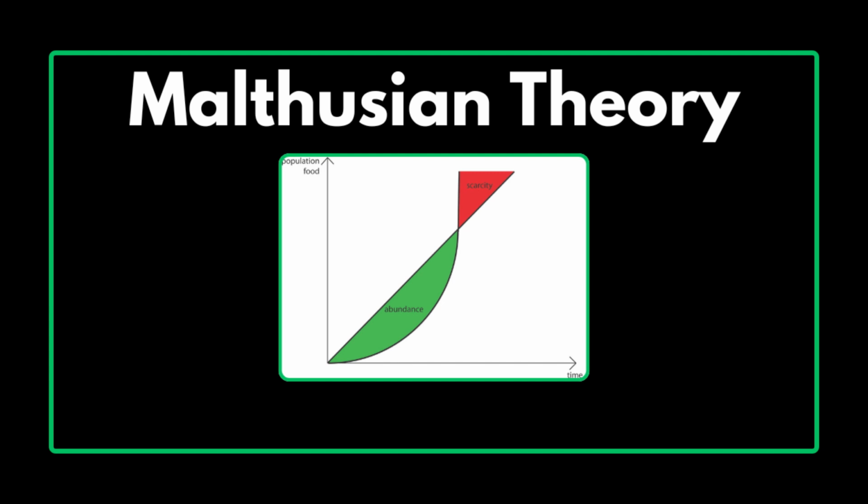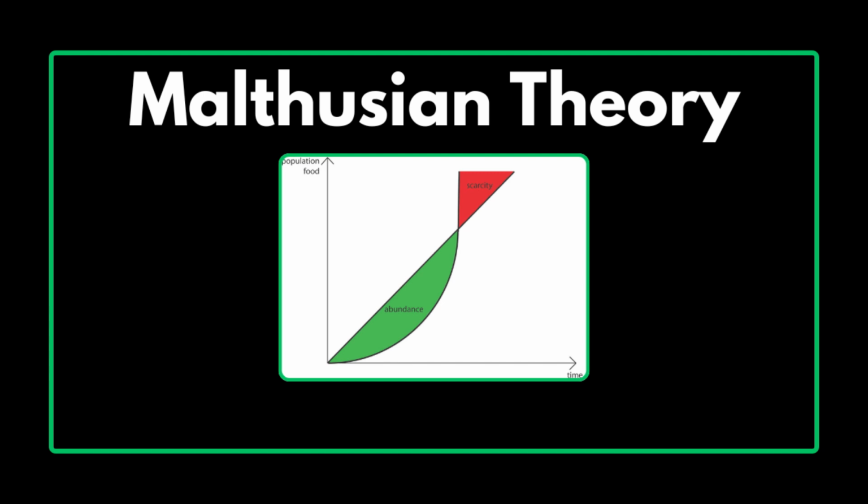Malthus first presented his theory in his famous book, An Essay on the Principle of Population, which was published in 1798. The central idea of the Malthusian theory is that population growth tends to increase faster than the supply of food and resources, leading to widespread poverty, hunger, and suffering.